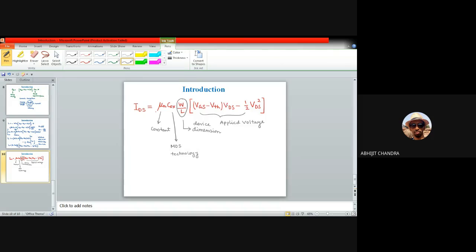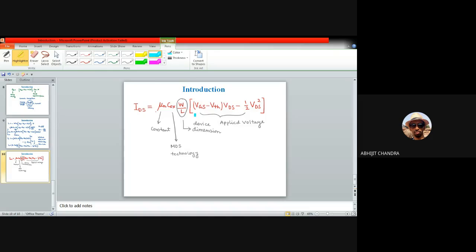Now, I have identified the different terms on which this IDS will depend. One is the applied voltage, that is fine. It will depend on the MOS technology and the device dimension. Initially, almost 10 or 15 years back, the length of the device, the length of the channel, was small, say a few microns.